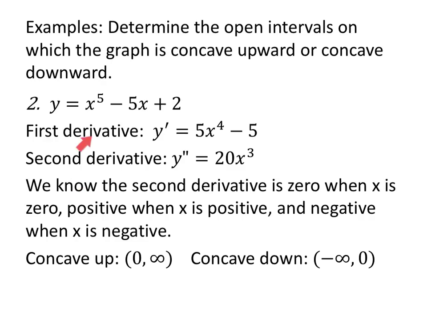Another polynomial, y equals x to the 5th minus 5x plus 2. My first derivative is 5x to the 4th minus 5, and my second derivative is 20x to the 3rd. We know the second derivative is 0 when x is 0. And since it's x to the 3rd, there's just one term. When x is positive, the second derivative will be positive. When x is negative, a negative to the 3rd power, we'll end up with a negative second derivative.